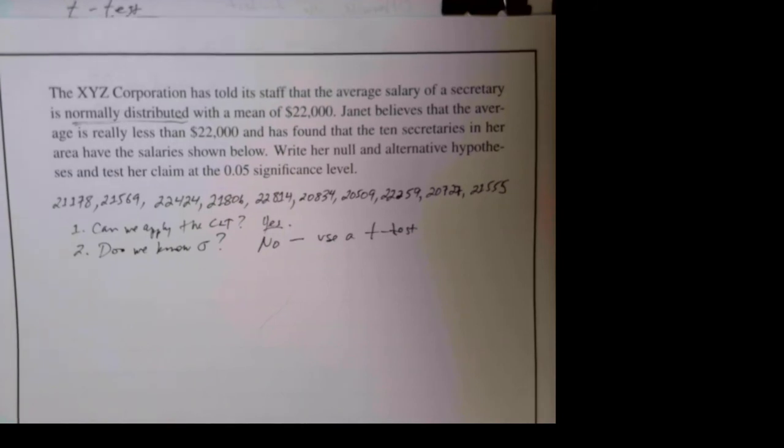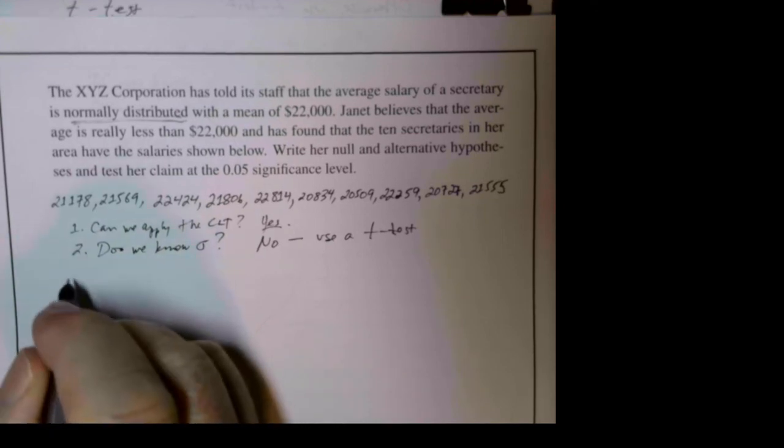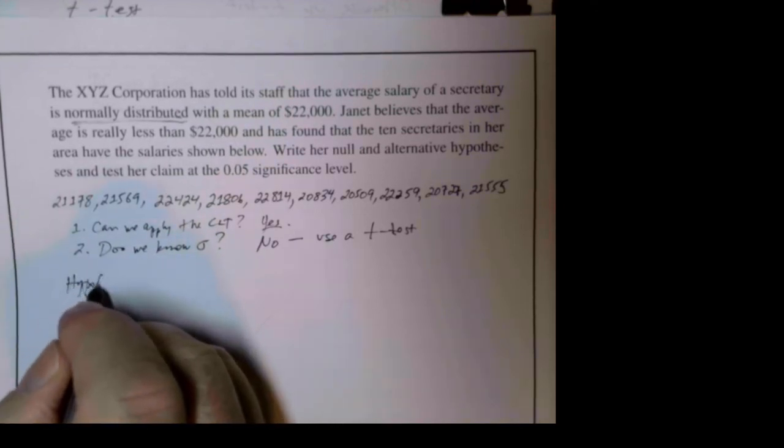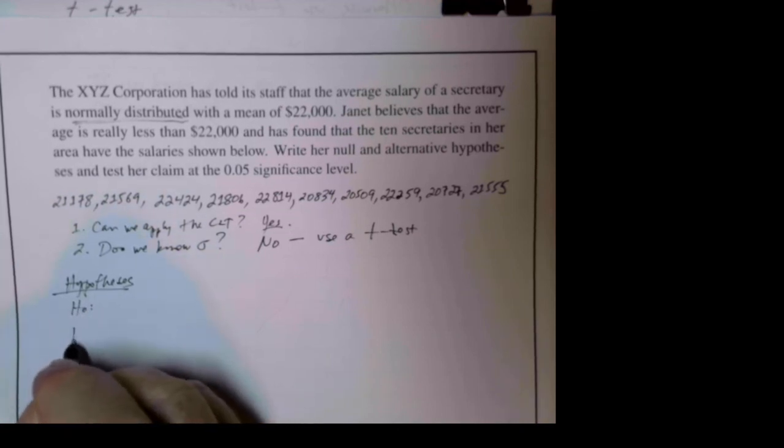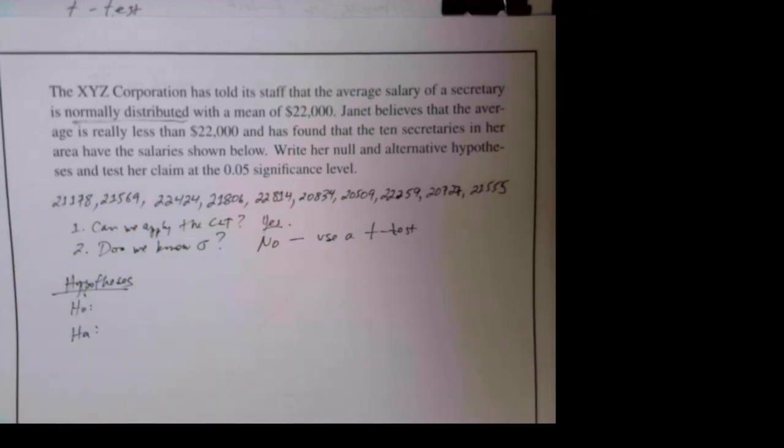All right. In order to do any kind of test, you're going to need to be able to write down the null and alternative hypotheses. So let's go through those steps here. We need the hypotheses. What's H naught and what's HA? Let's go through the steps for finding the alternative hypothesis.